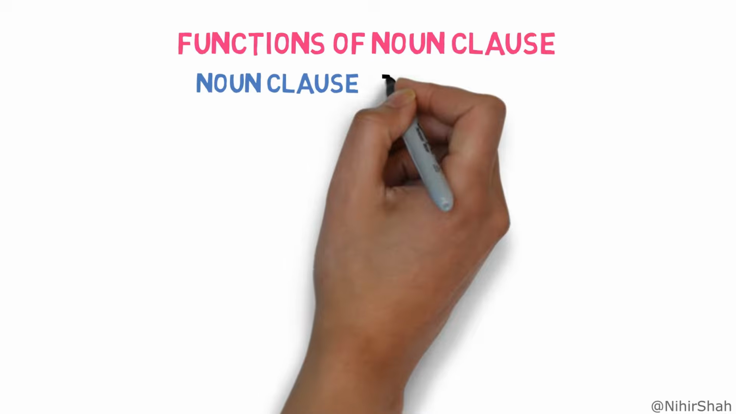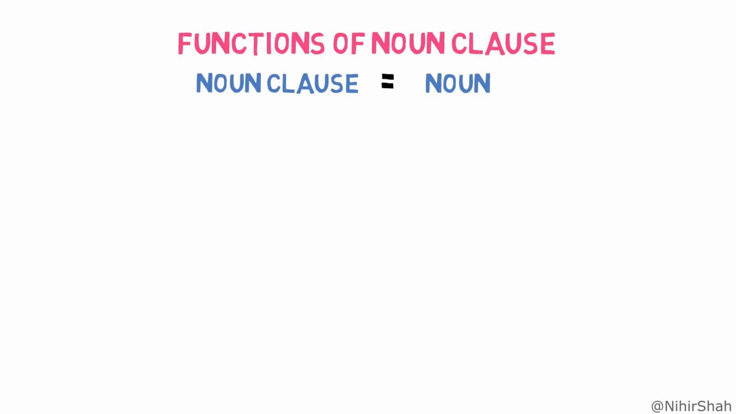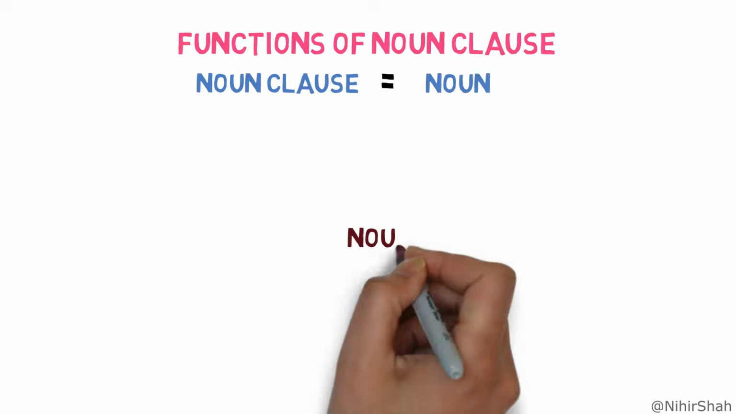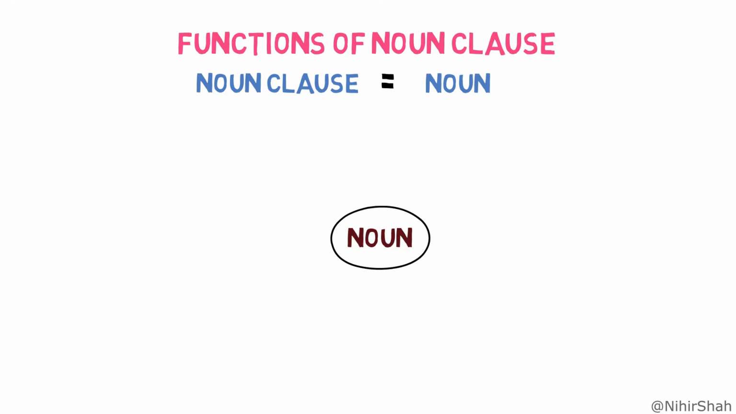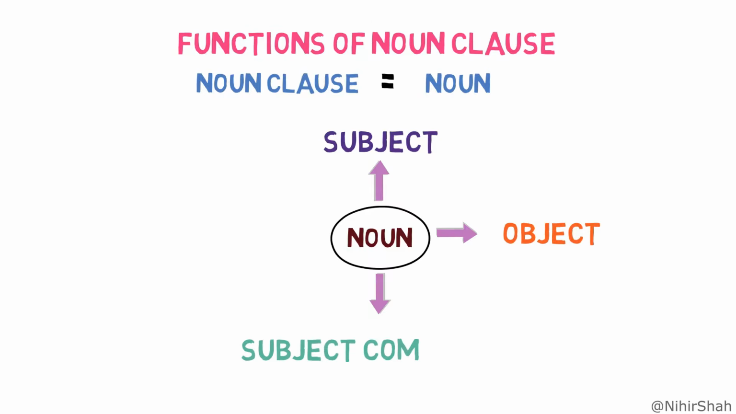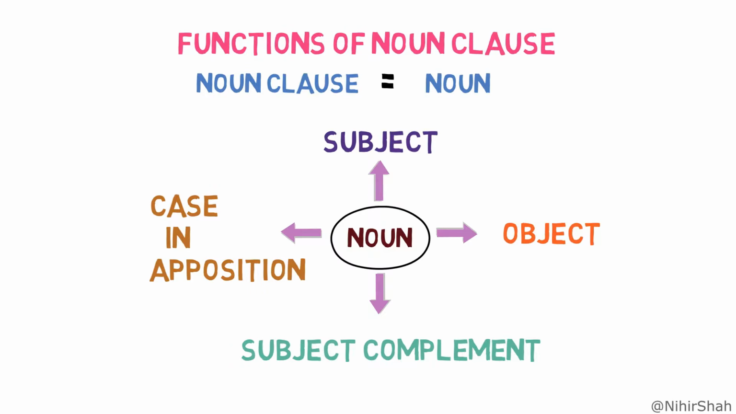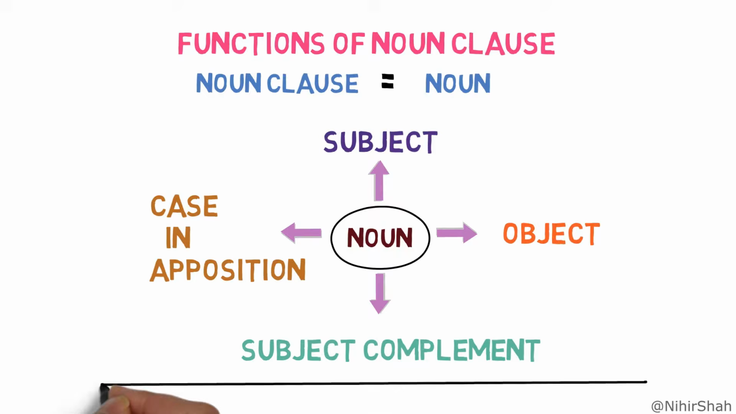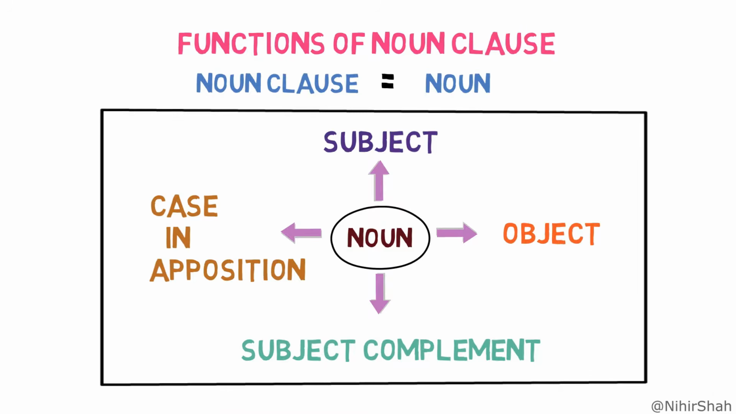Now let's look into different functions or uses of a noun clause. A noun clause has similar functions to those which a noun has in the sentence. What are the main functions of a noun? A noun has 4 main functions in a sentence. Number 1, it can act as a subject in the sentence. Number 2, it can act as an object in the sentence. Number 3, it can act as a subject complement in the sentence. And number 4, it can act as a case in apposition in the sentence. Similarly, a noun clause can also act in these 4 different ways. We will look into each of them with an example.